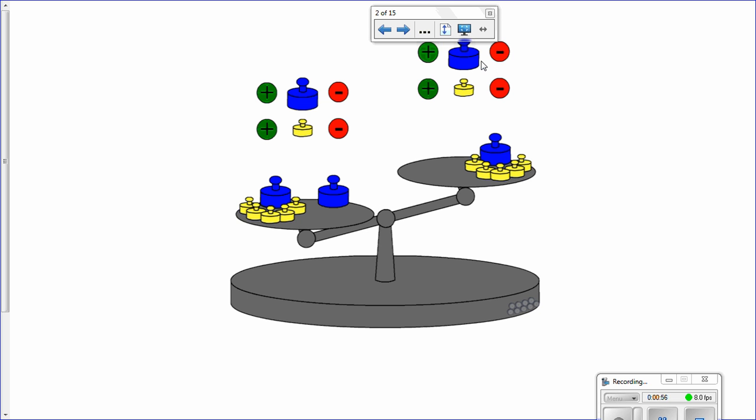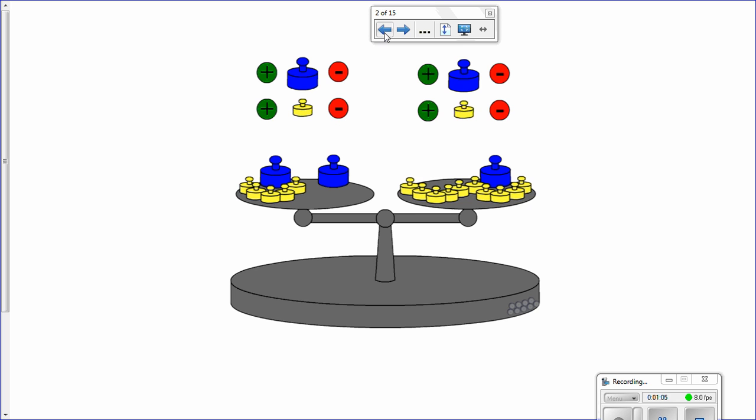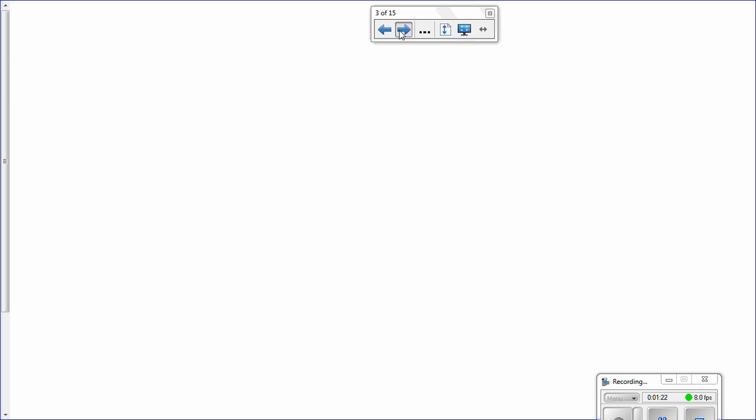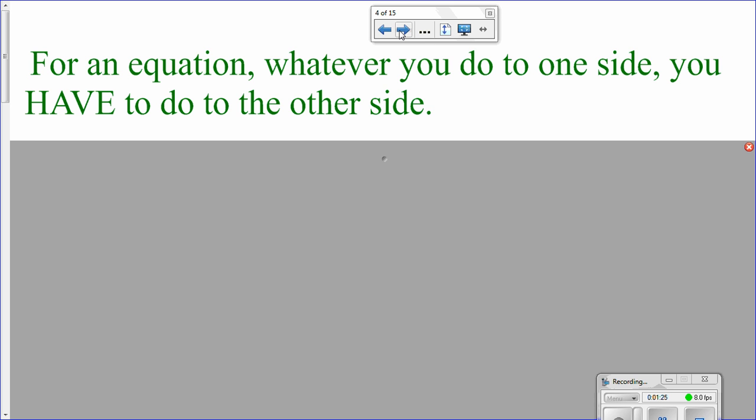But let's say I ran out of blue ones on this side. Instead, I can add 3, 4, 5 little yellow ones, because 5 little yellow ones equals the same thing as a blue one. So as long as I put a blue one here and 5 yellow ones on this side, our scale's still going to be in balance. We can still use an equal sign between the two of them. So for an equation, whatever you do to one side, you have to do to the other side. No ifs, ands, or buts.